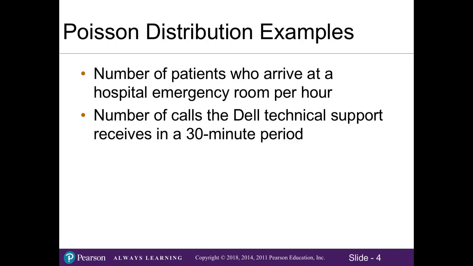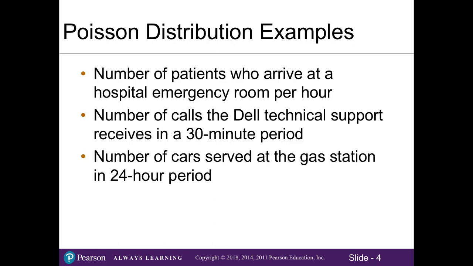Or for instance, we can apply Poisson to the number of calls a Dell tech support group receives in a 30-minute period. In this example, my segment is 30 minutes, whereas in my hospital example earlier, my segment was per hour. So the story that you're presented will tell you what your segment is. And again, in this example, it's important to know the probability of calls received in a particular 30-minute period so that we can staff accordingly.